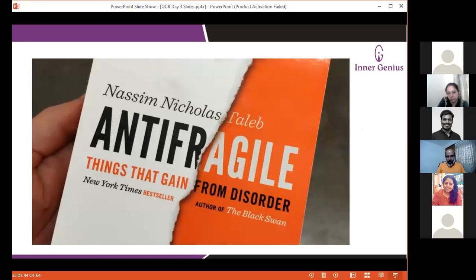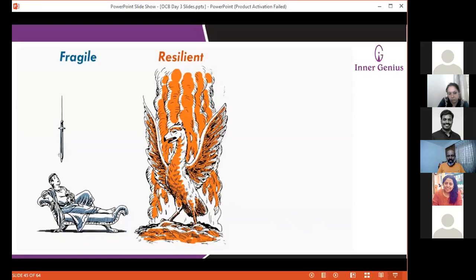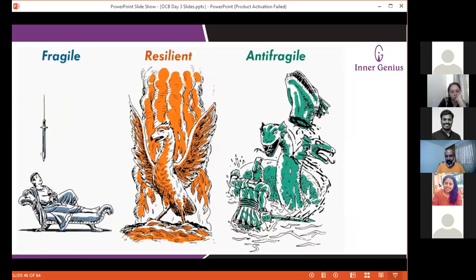So the next point is, we need to be anti-fragile. Books have been written about how to do it. What is the difference between a fragile person and a resilient person? A fragile person is like sitting with a sword hanging over him, anytime it can fall, and he is always complaining about the sword and not moving himself out. Whereas the resilient person is like the phoenix, which even if you burn it down, rises from the ashes. Now, the third and the most important part is, how do you become anti-fragile?